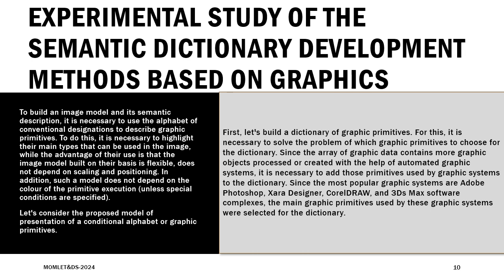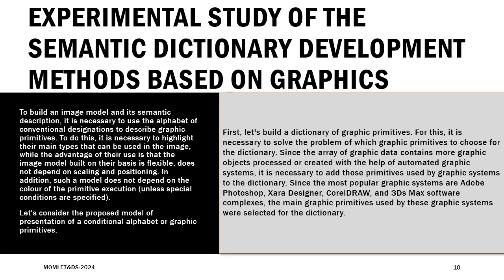Let's consider the proposed model of presentation of a conditional alphabet or graphic primitives. First, let's build a dictionary of graphic primitives. For this, it is necessary to solve the problem of which graphic primitives to choose for the dictionary. Since the array of graphic data contains more graphic objects processed or created with the help of automated graphic systems, it is necessary to add those primitives used by graphic systems to the dictionary.